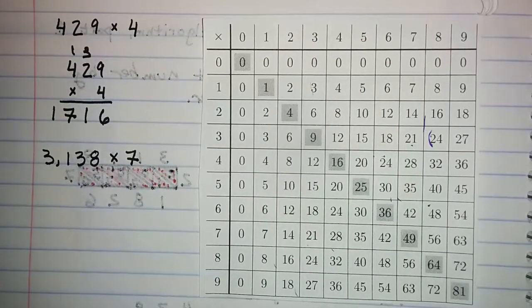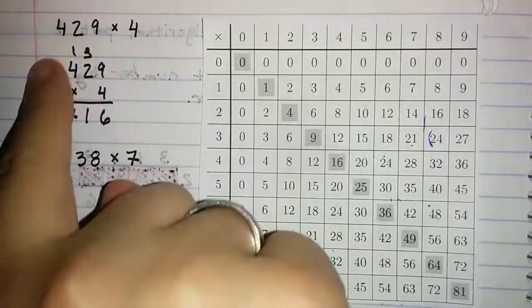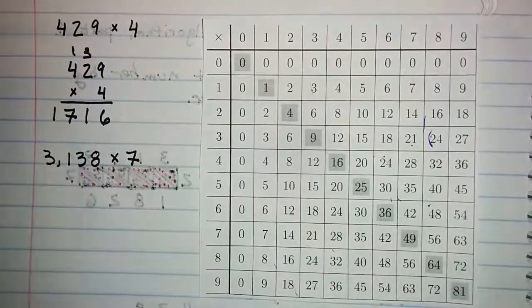I'm going to give you one of these to try now. 3,138 times 7. Try multiplying this. Again, use this technique. Try multiplying this using the standard algorithm. Pause the video and try it now.